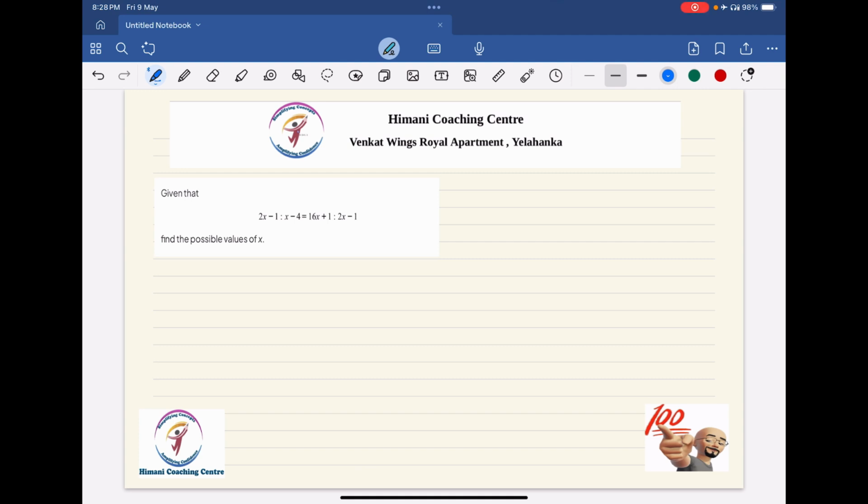Now let us look at the last question. It says, given that 2x minus 1 is to x minus 4 equals 16x plus 1 is to 2x minus 1, find the possible values of x. So let us first write this down. It is 2x minus 1 over x minus 4, which is equal to 16x plus 1 over 2x minus 1. Now we want to get rid of the denominators. So what will happen? We need to multiply this with x minus 4 here. So I have to do the same here.